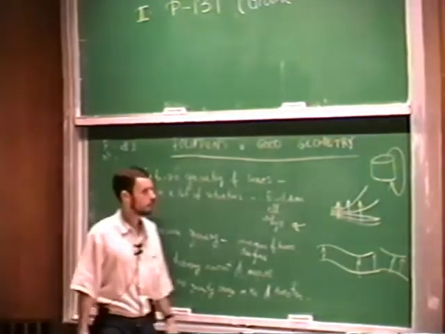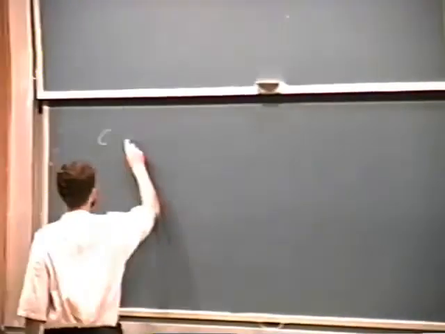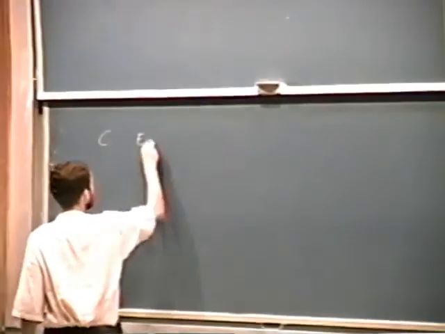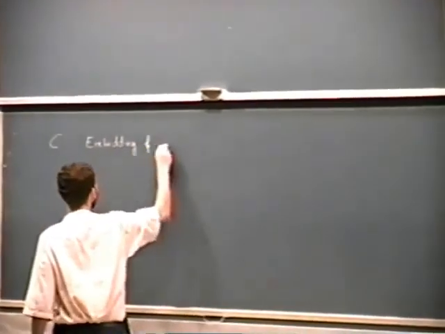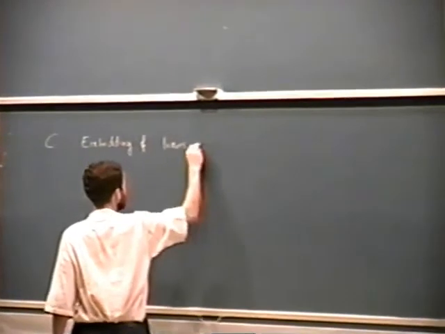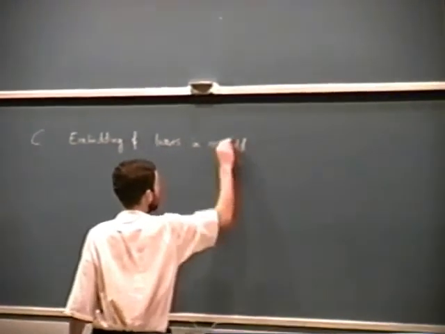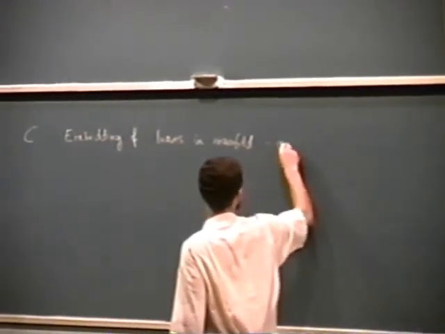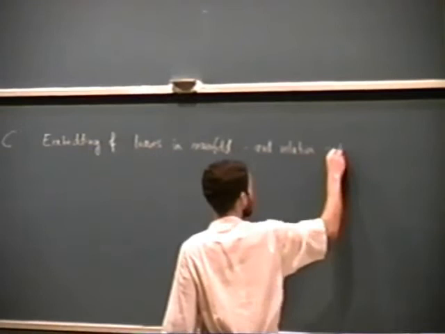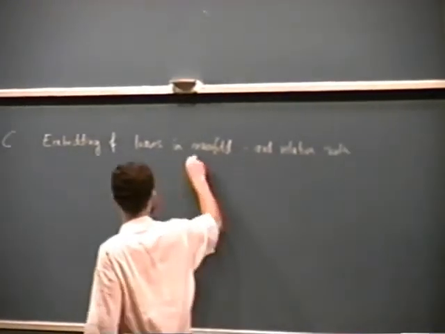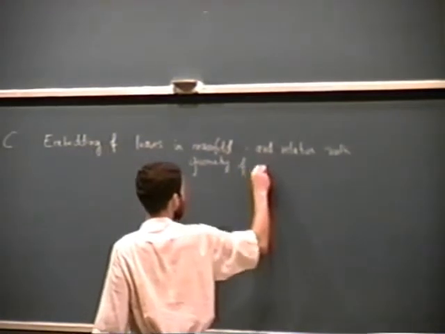Okay? All right. So the third topic is the embedding of leaves in the manifold in relation with the geometry of the manifold.